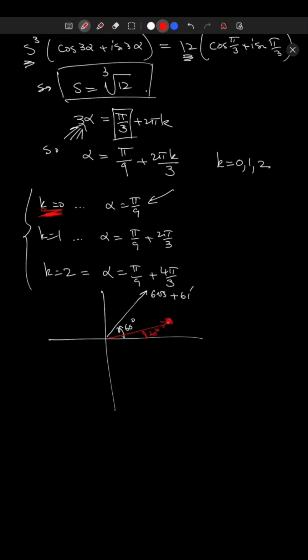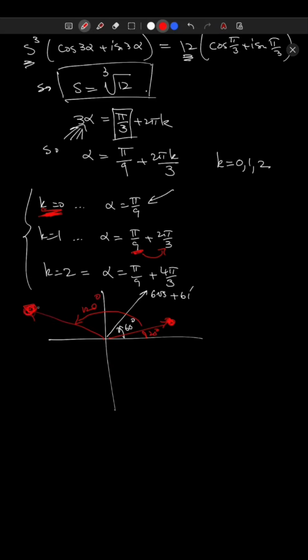It's starting from my first solution, pi over 9, and then I add 2 pi over 3, right? What's 2 pi over 3? It's the full circle divided by 3, so that's 120 degrees. But more importantly, it's the full circle divided by 3. So what I'm doing is rotating now by 120 degrees, and I'm getting to my second solution right there.